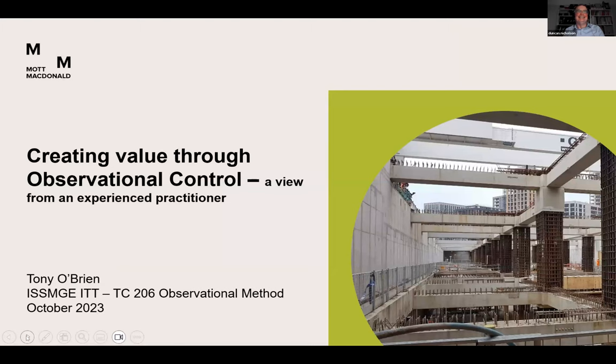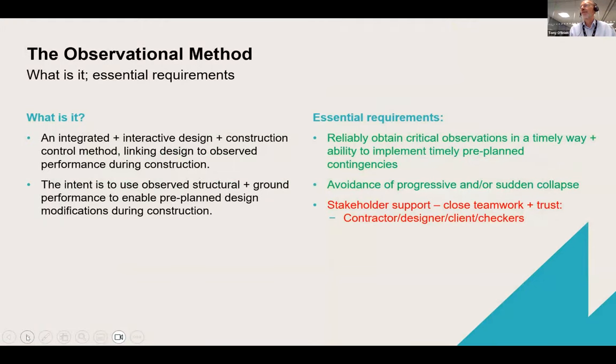Yeah, okay. So I like to use the term observational control when I'm talking to clients and contractors, because control is a key word in my mind for using the observational method. Duncan has gone through what OM is, but I'd like to highlight the essential requirements, which are to reliably obtain the critical observations and be able to implement timely pre-planned contingencies, and the avoidance of progressive collapse.